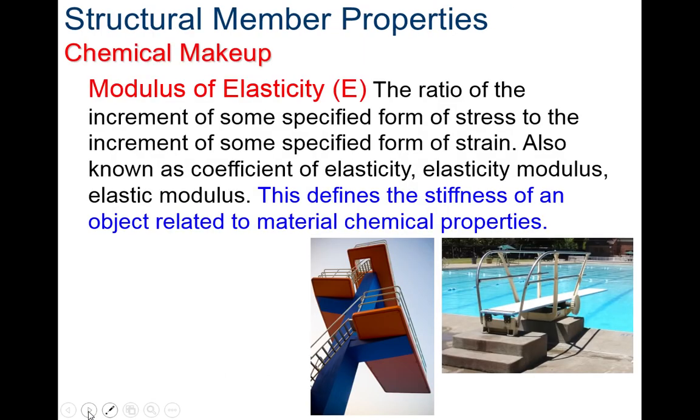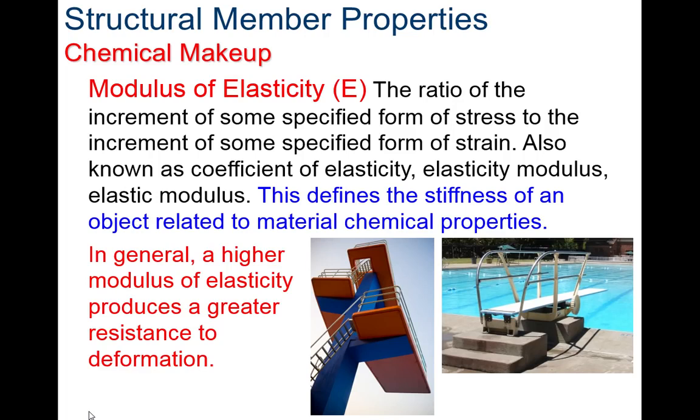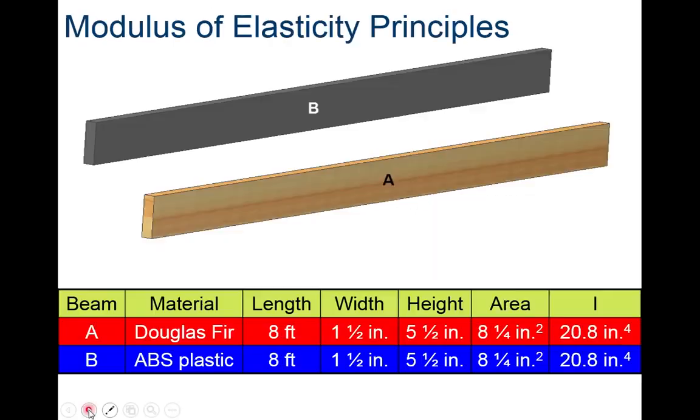Yeah, doing more with less. All right, next thing, modulus of elasticity. That's often abbreviated with a big capital E. And what that basically means, down here in blue, defines the stiffness of an object related to its chemical properties. That's a great definition. Stiffness related to chemical properties. And then it goes without saying, the higher the modulus of elasticity, the greater resistance to deformation. Deformation just means bending. So if I have a higher modulus, well, then it's not going to bend as much.